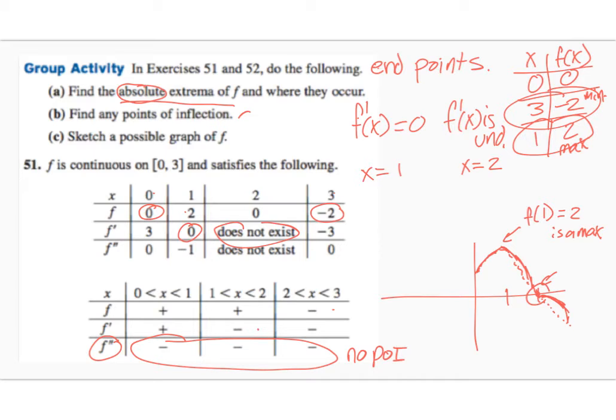Sketch a possible graph of f. I kind of did that by accident as I was going into there. The key things are positive value, increasing and concave down. That's what this looks like. Positive value, decreasing, concave down. That's what this looks like. Negative value, decreasing, concave down. That's why that goes like that. So we have to have a 0 at x equals 2. In fact, we're told that with the table as well. I didn't bother to look at that.